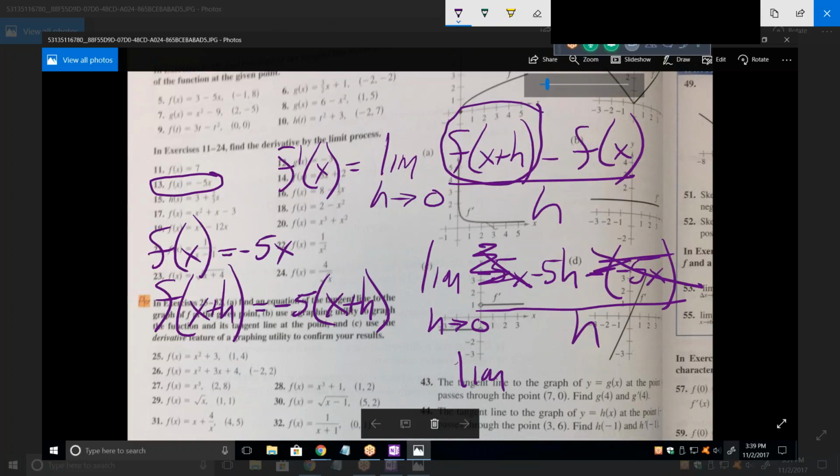So the limit as h goes to 0 is negative 5 because the h isn't there anymore. It disappears. Well, now let's go back and use the power rule on that. In other words, that was the hard way to do it, okay? But we got the derivative. The derivative was minus 5.